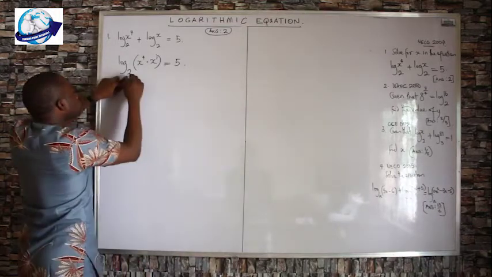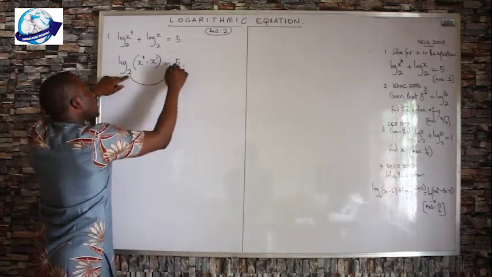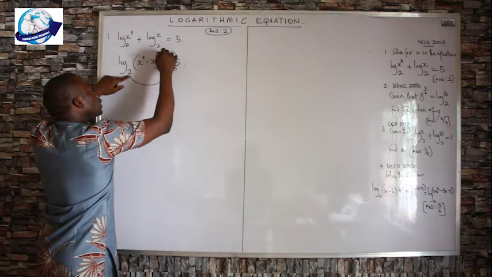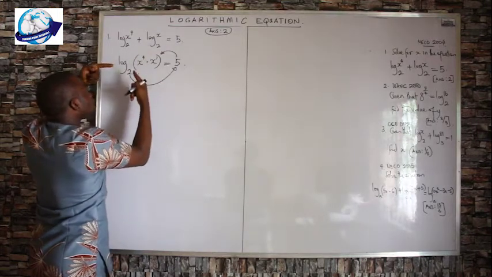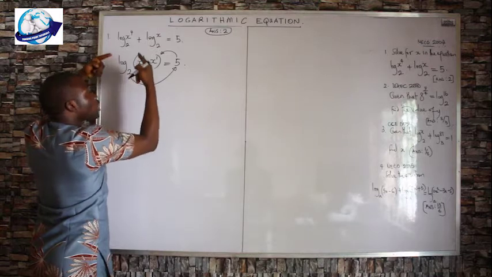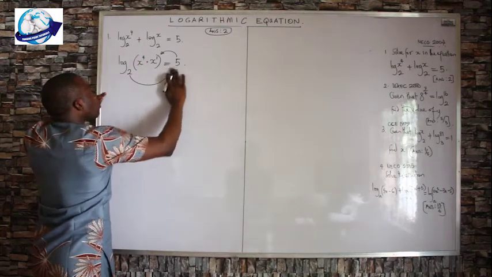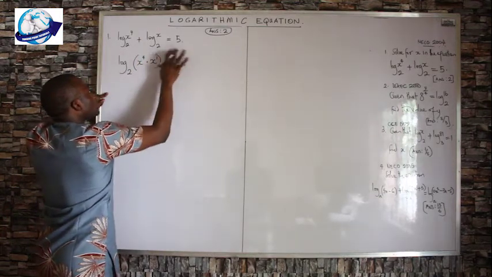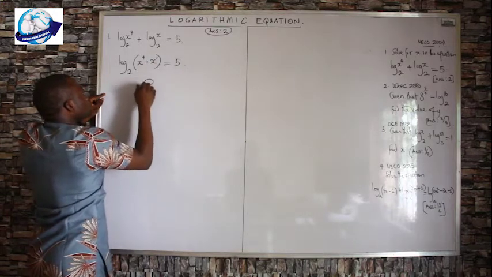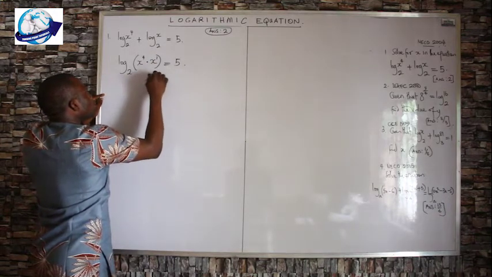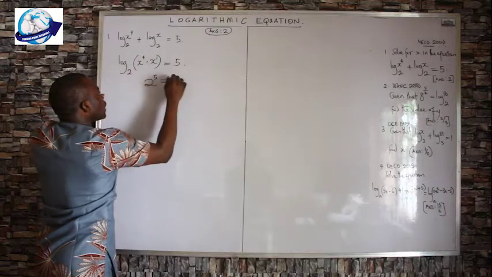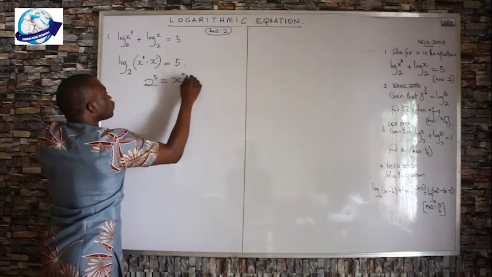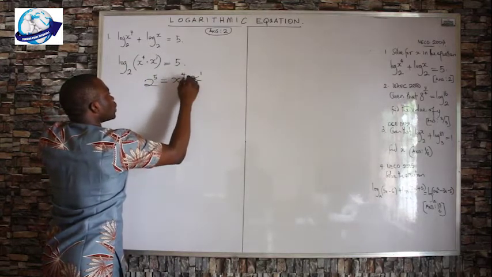If I want to do the same thing, I say 2 raised to the power 5 equal to the logarithm. What logarithm I have now is x raised to the power 4 times x to the power 1. So if you want to work this out, let's take it now. Say 2 raised to the power 5 is equal to x raised to the power 4 dot x raised to the power 1. So that's it.